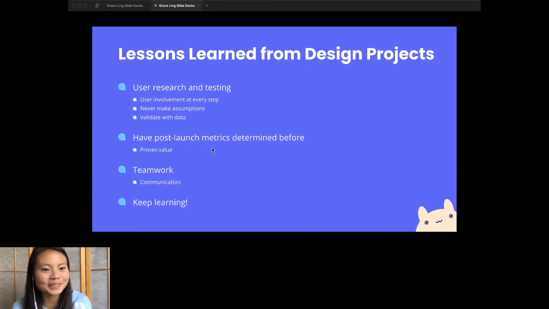So it's like a science project. You have a hypothesis, your design that will solve the problem, and then you have the data to prove it. And also have post-launch metrics determined beforehand, whether you want to include something like class completion rate or referral rate.